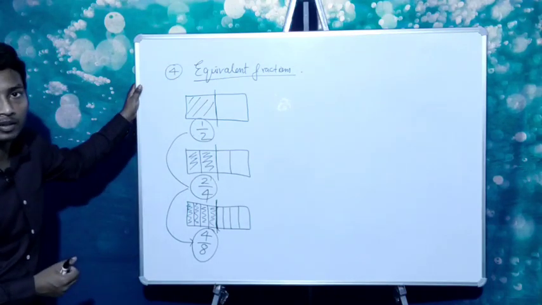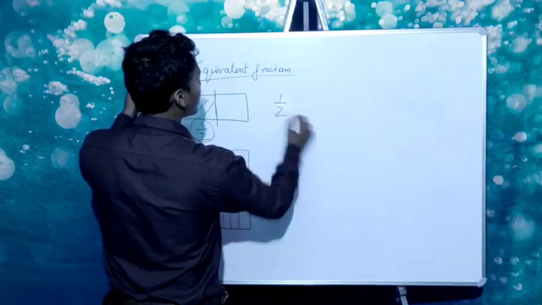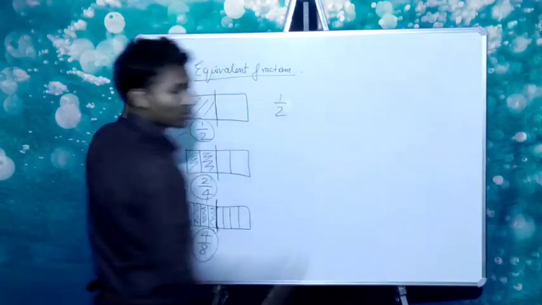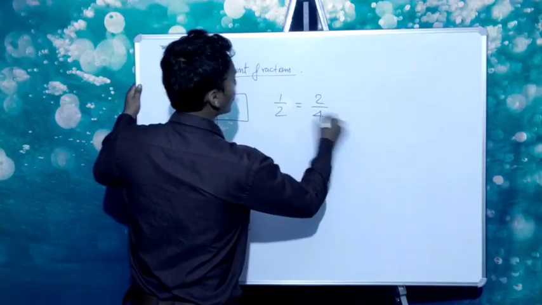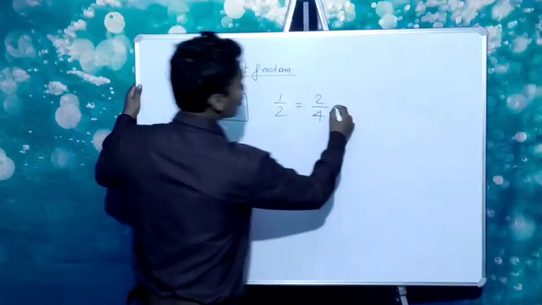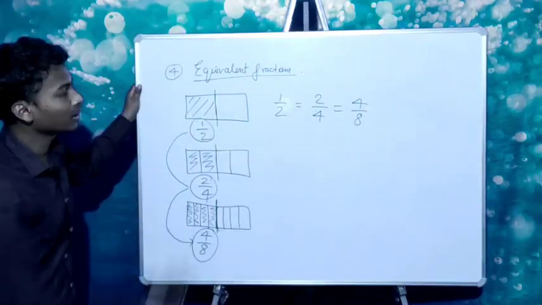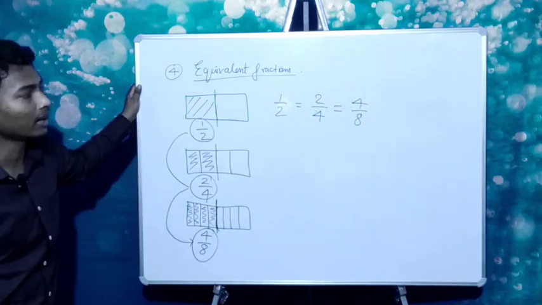Okay, so let's understand this. 1/2 can be changed into 2/4, and 1/2 can also be changed into 4/8. So these 3 fractions that I have written are examples of equivalent fractions.